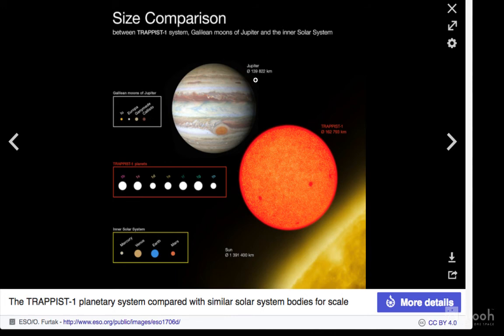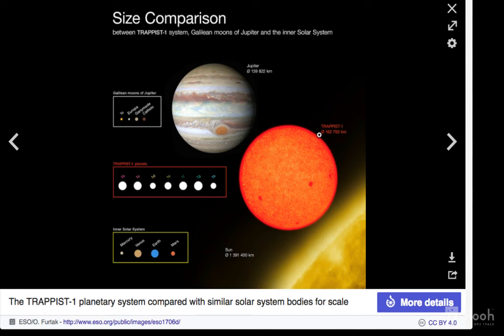So if we look at a size comparison here, this is Jupiter up at the top and the Galilean moons. Is this coming through? Okay, yeah, I think the resolution's all right. So this is Jupiter and the 4 Galilean moons. The 4 largest moons of Jupiter that are innermost, and they were the ones that Galileo Galilei observed back in 1610. We have Io, Europa, Ganymede, and Callisto. And these are the relative sizes.